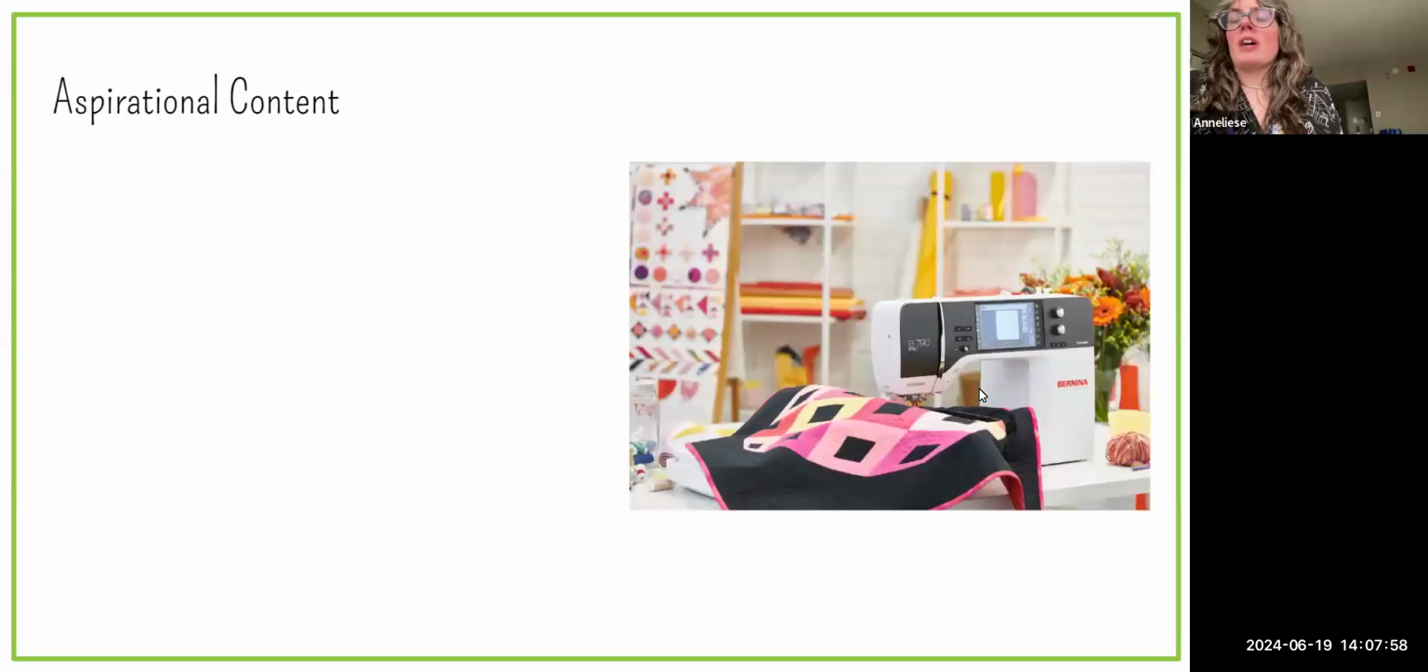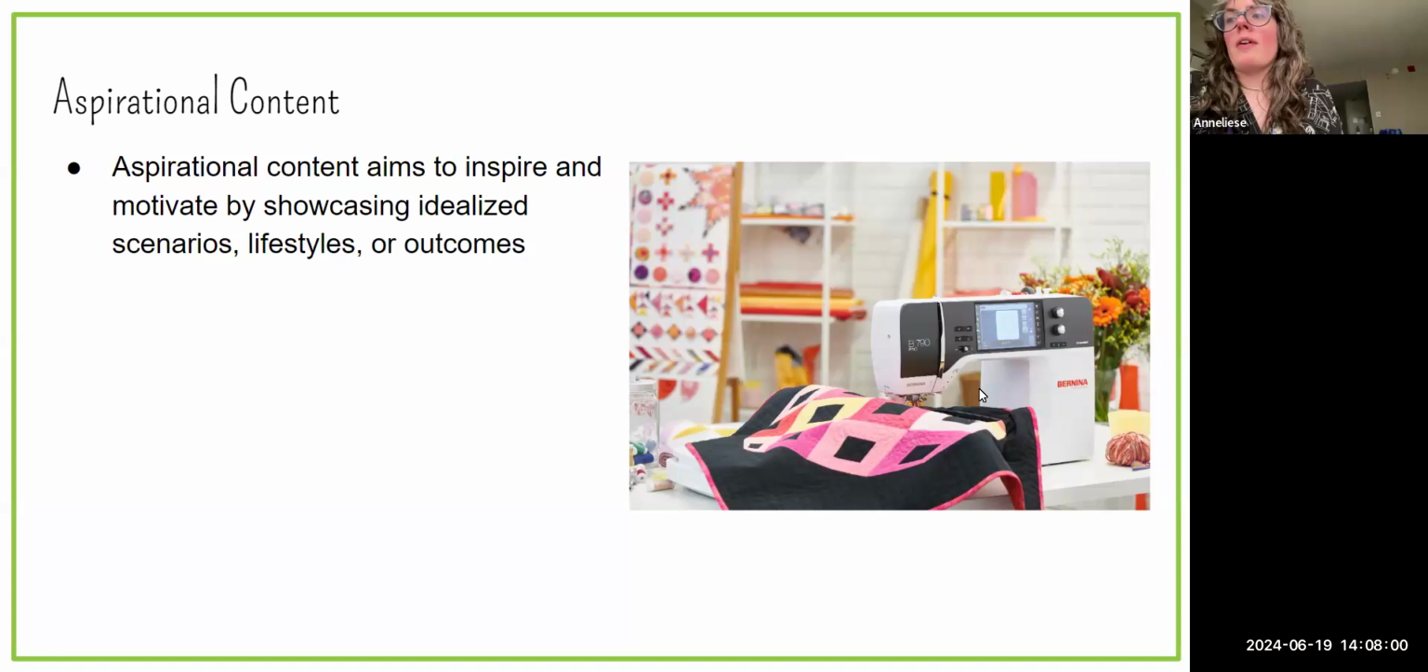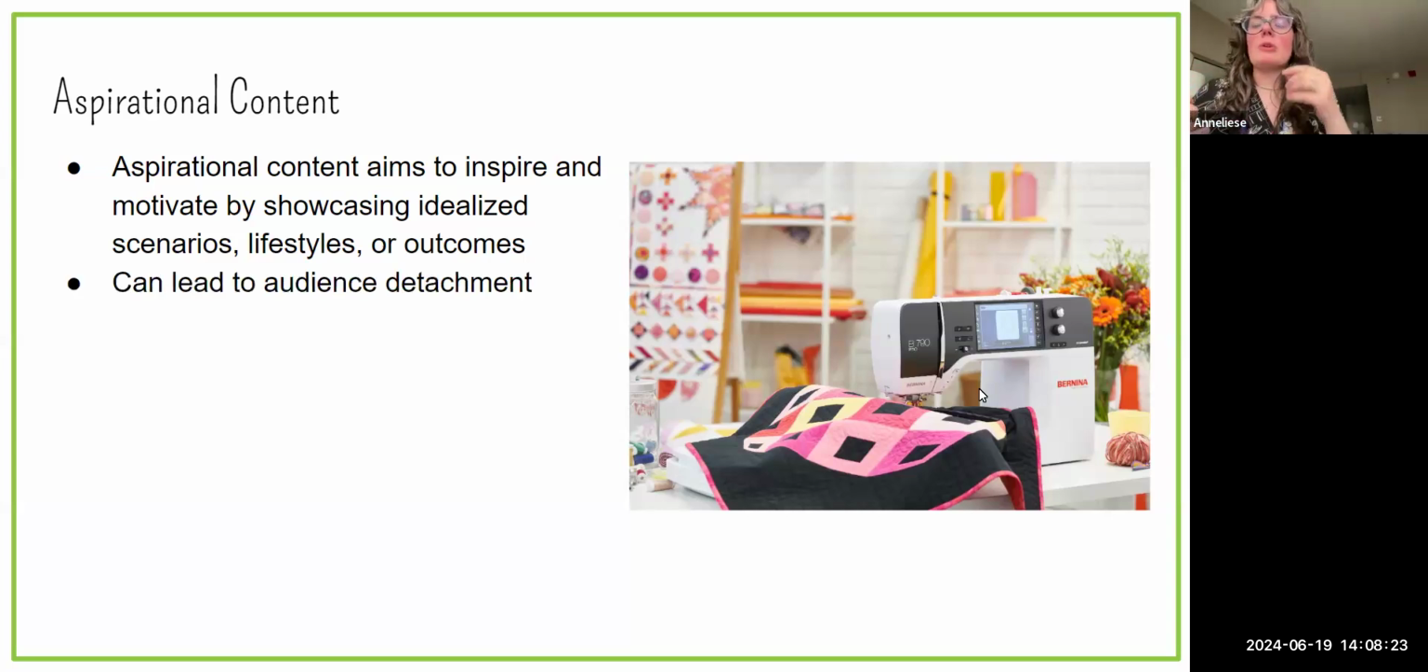Now, aspirational content. I love this photo of the 790 Pro from Bernina. They do an excellent job of doing aspirational content. It is beautiful. Aspirational content aims to inspire and show you, you could have this if you have this product, if you take this class. It's an idealized scenario.